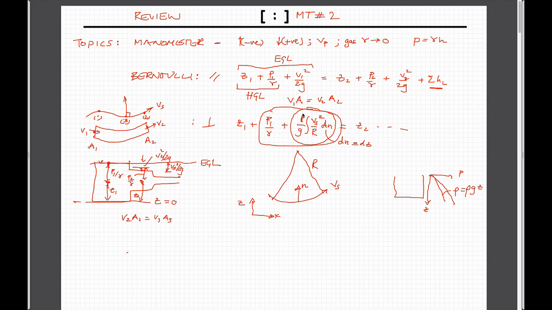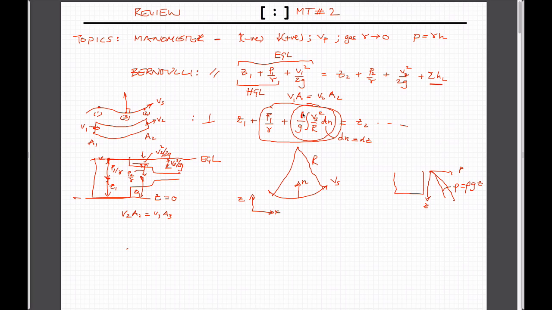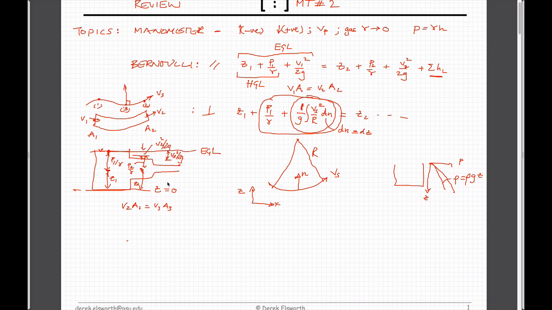So for sure you need Bernoulli along a streamline. I'm not sure you need Bernoulli perpendicular to a streamline. I guess the other thing is free jet.